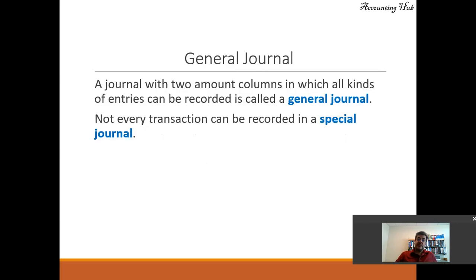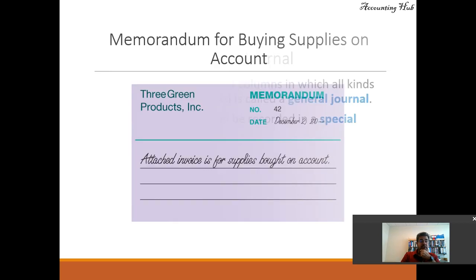So let's go. A general journal with two amount columns, debits and credits, in which all kinds of entries can be recorded is called a general journal. Not every transaction can be recorded in a special journal. So we have special journals for purchases, for sales, and so on, but not every transaction can be recorded in these journals. So let's consider this memorandum for buying supplies on account.